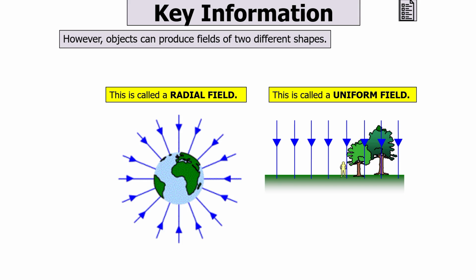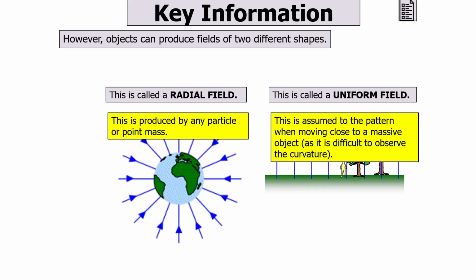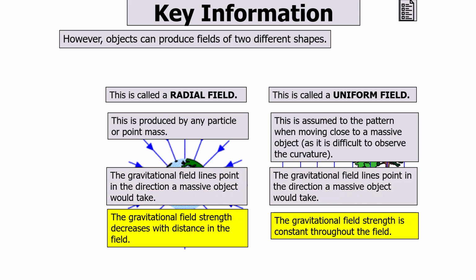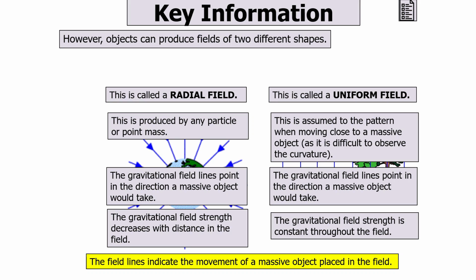Now, objects can produce fields of two different shapes. One is called a radial field, the other is a uniform field. The radial field is produced by any particle or point mass, whilst a uniform field is assumed to be the pattern when moving close to a massive object, as it's difficult to observe the curvature. Now in both instances, the gravitational field lines point in the direction a massive object would take, but in a radial field, the gravitational field strength decreases with distance in the field, but for a uniform field, the gravitational field strength is constant throughout the field. Now in both cases, the field lines indicate the movement of a massive object placed in the field.